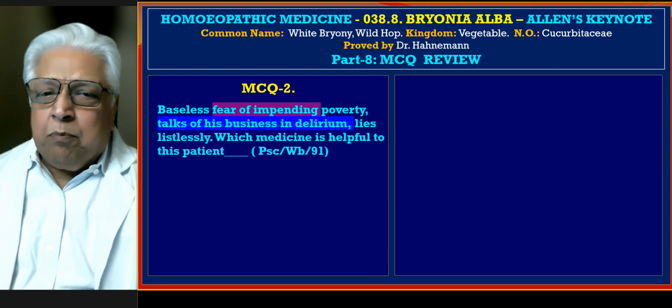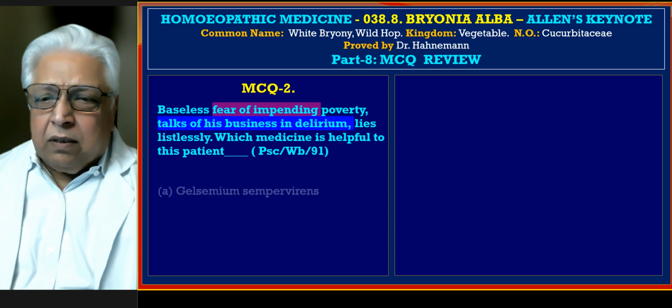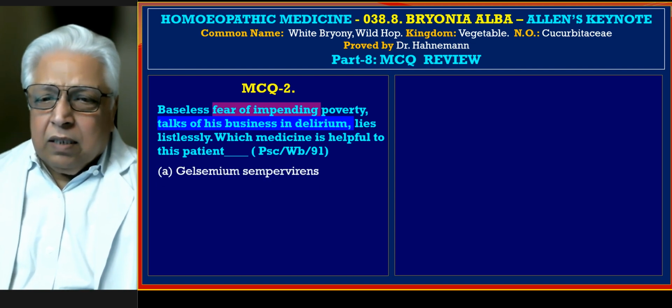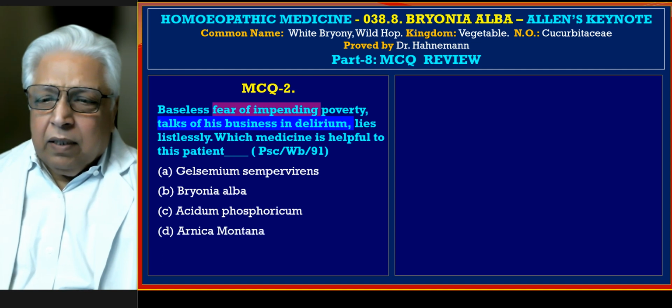Baseless fear of impending poverty. Talks of his business in delirium, lies listlessly. Which medicine is helpful to this patient? A is Gelsemium, B is Bryonia, C is Acidum phosphoricum, D is Arnica montana, and the answer is B, Bryonia alba.